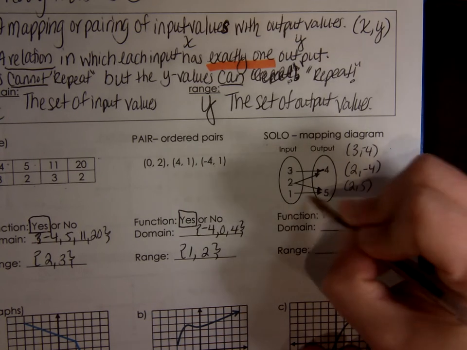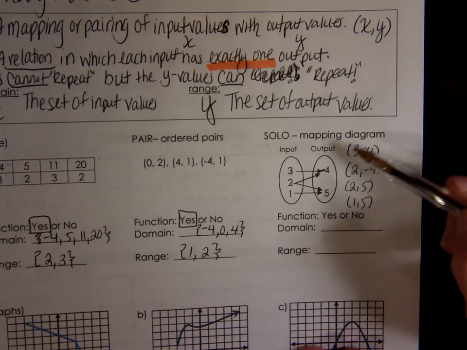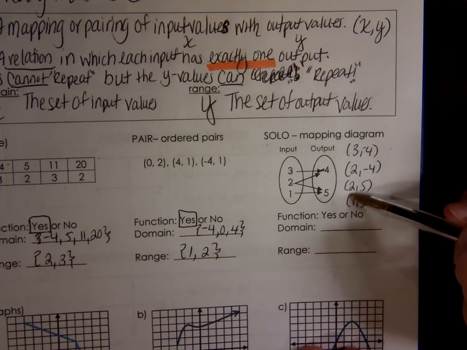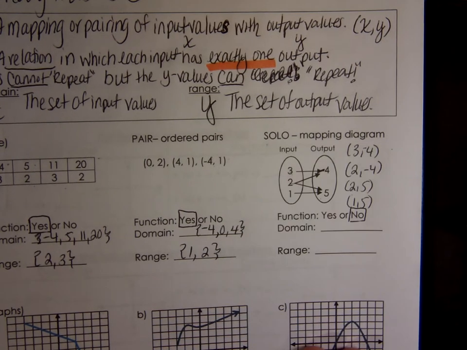And then 1 is connected to 5. Now in this problem, our input values repeat. The number 2 has more than one output. So although this is a relation, it is not considered a function. So therefore, no, this is not a function.